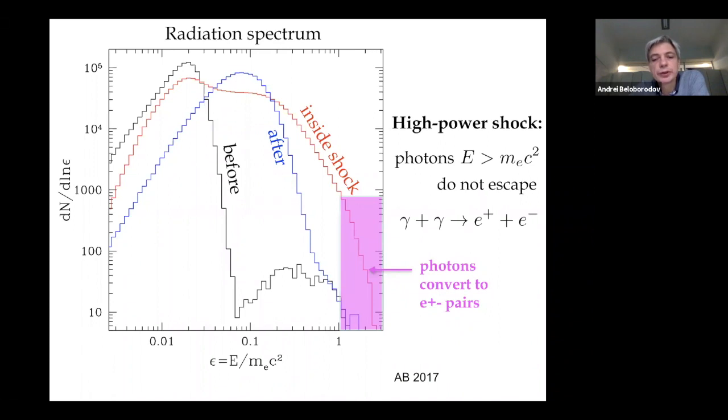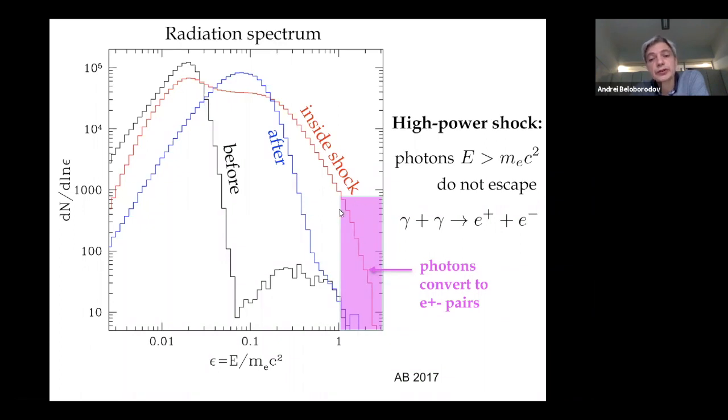An interesting point to make about the physics of such shocks is that photons that reach energies above mc² convert to pairs. Because we're talking about very energetic, high-power shocks, it turns out the optical depth of photon-photon collisions is much greater than 1. So once photons reach energy significantly above 1, they convert to electron-positron pairs.